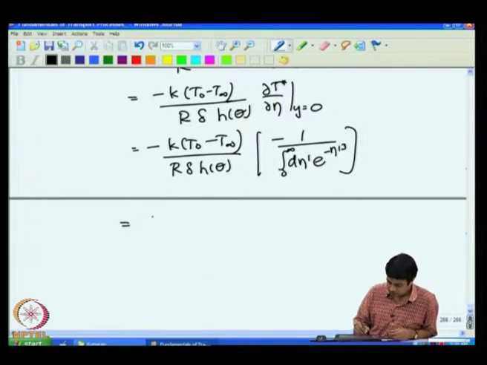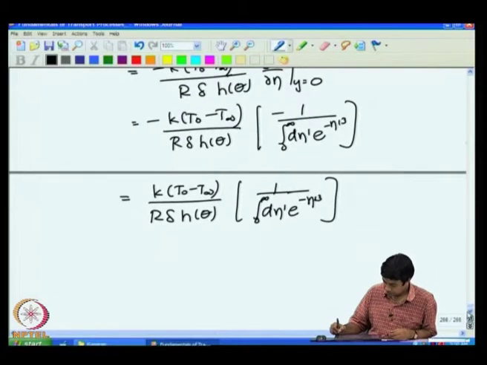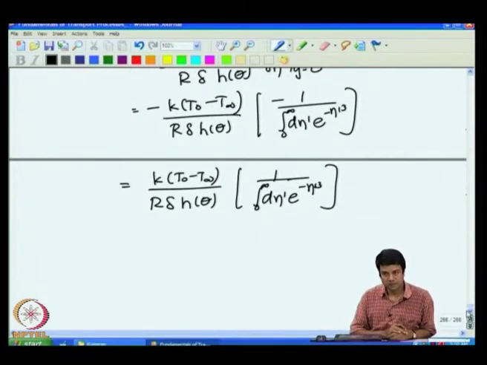I can write this as k into T naught minus T infinity by R delta h of theta, into 1 by integral 0 to infinity d eta prime over eta prime cubed. Now, this is the local heat flux at every position on the sphere. Okay, this is the local heat flux at every position.